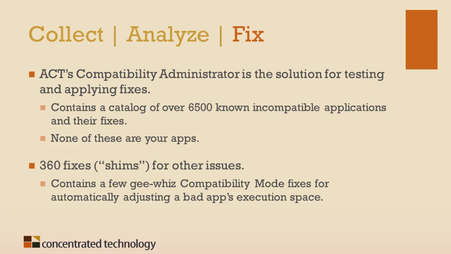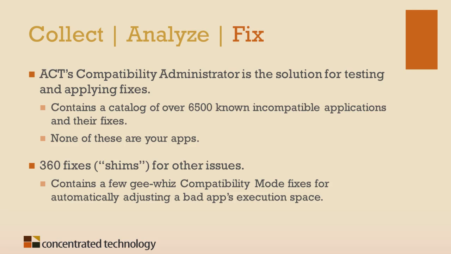But of those 6,500 known incompatible applications, I will guarantee you that none of these are the apps you're probably running today. So they're there, but they're really there as guidance to help you figure out what sorts of solutions exist for what sorts of problems. Where the real meat comes is in the 360 some odd fixes or shims that you can tag to a specific application for fixing that problem. So there's a whole list of these shims in there.